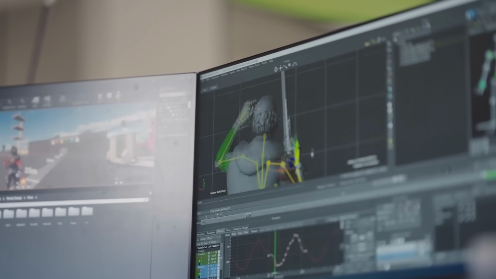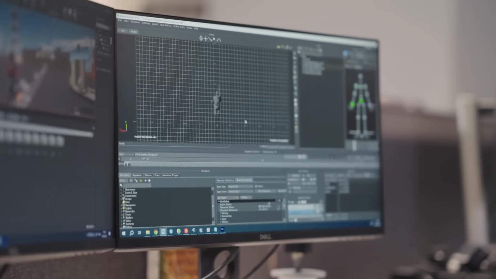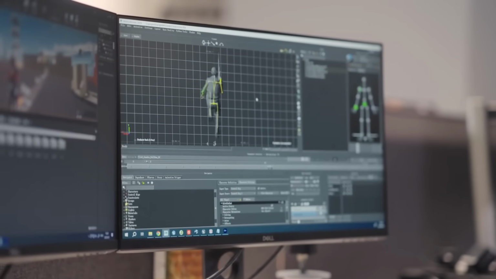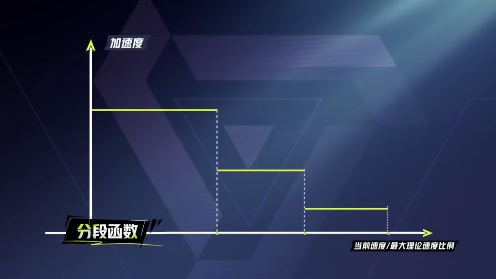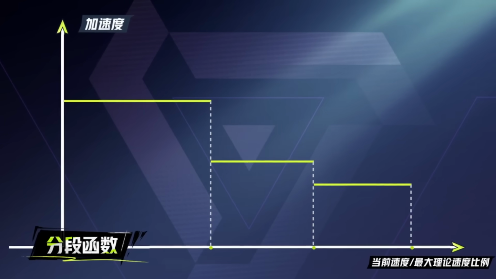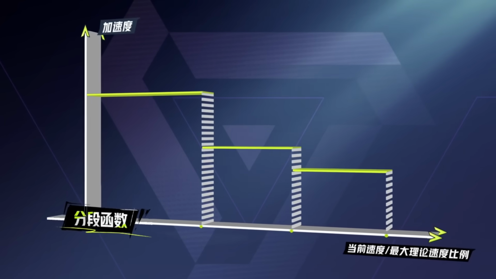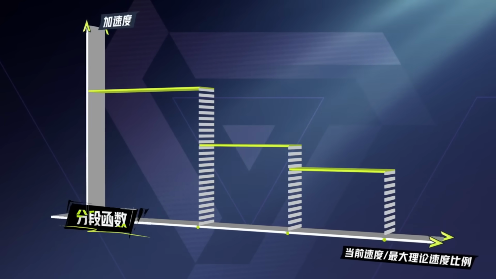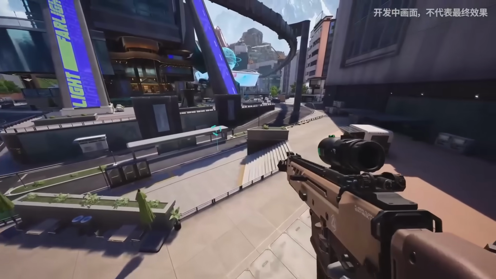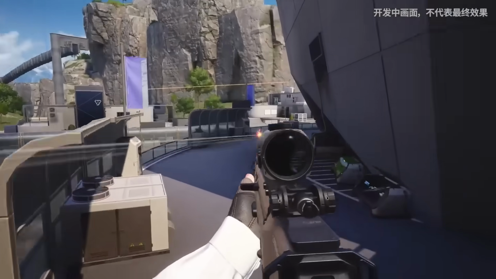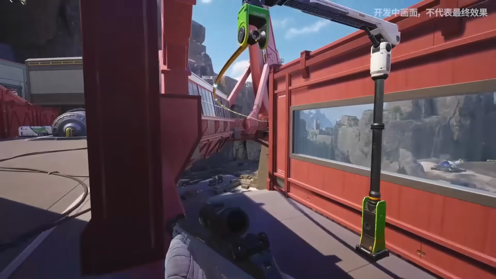To resolve this issue, the team studied industry standard solutions. Through rigorous testing, we developed a dynamic acceleration system. We defined acceleration as a piecewise function of current speed, based on the player's real-time velocity range. Distinct acceleration values are applied accordingly. This ensures players retain agile initial responsiveness during operation while maintaining physically plausible movement for observers.